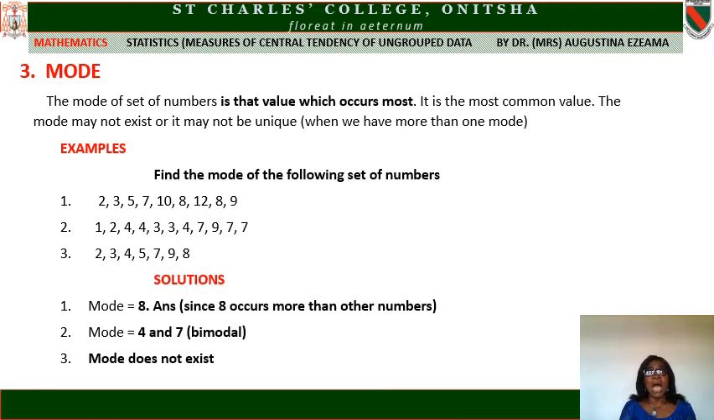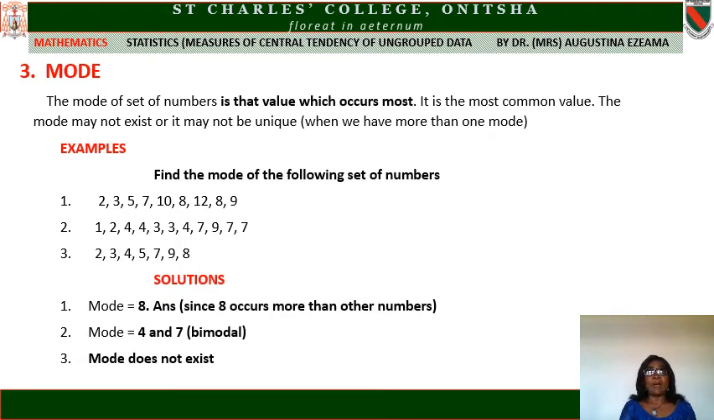Number 2: 1, 2, 4, 4, 3, 4, 7, 9, 7, and 7. Number 3: 2, 3, 4, 5, 7, 9, 8. The solution. Look at the solution.